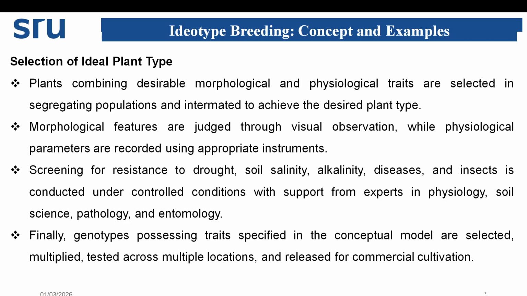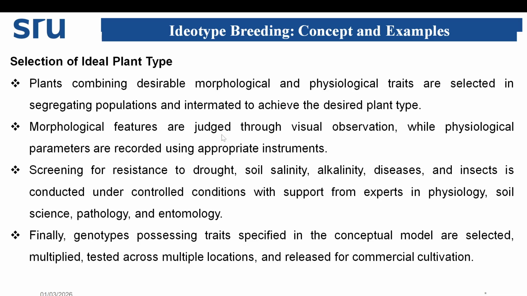Then after that, you can select the ideal plant type. Selection of ideal plant type. So these plants combining desirable morphological and physiological traits are selected in segregating populations and intermated to achieve the desired plant type. You need to select these plants in the segregating population and intermate in between to achieve the desired plant type.